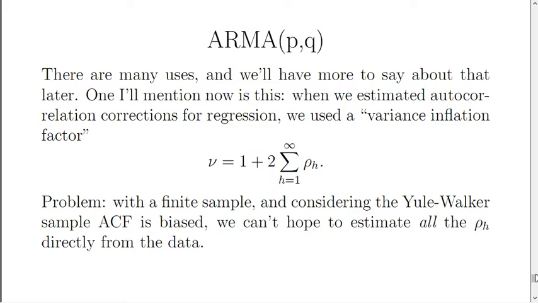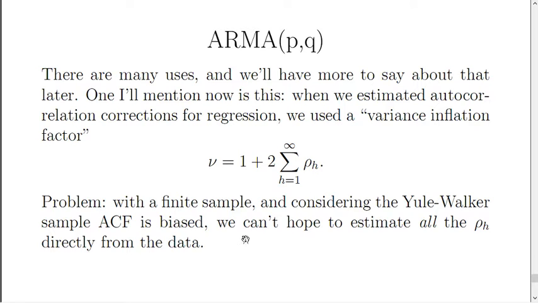You may remember, in fact you probably do, when we estimated autocorrelation corrections for regression, we used something called a variance inflation factor, which is 1 plus twice the sum for all lags greater than 0 of the autocorrelation at that lag. Now there is a problem with practical application of this. When we have a finite sample of actual observed data, we might want to estimate what are all the autocorrelations. But we can't go to infinity because we don't have an infinite number of data values.